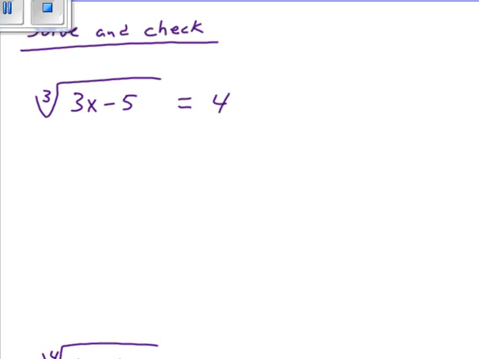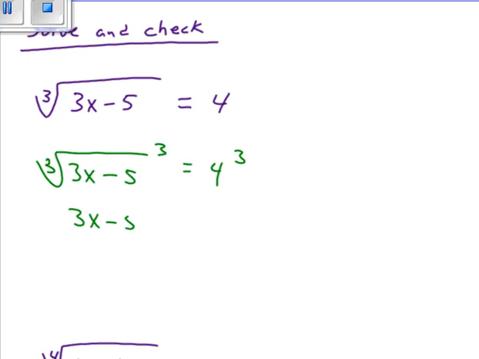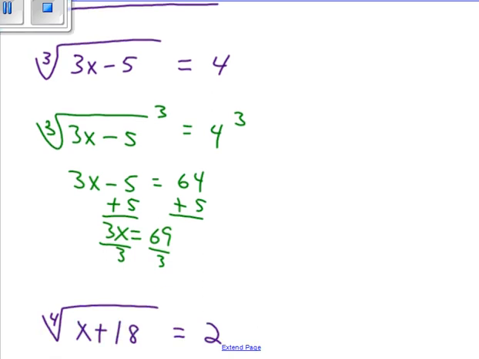Okay, now I have a cube root involved. Instead of squaring both sides, what I'm going to have to do is cube both sides. So that will clear the radical on this side, and then that equals 64. I'm going to add 5 to both sides, and I'll get 3x equals 69, divide by 3, and I'll get x equals 23. So I'm going to check that one over here.